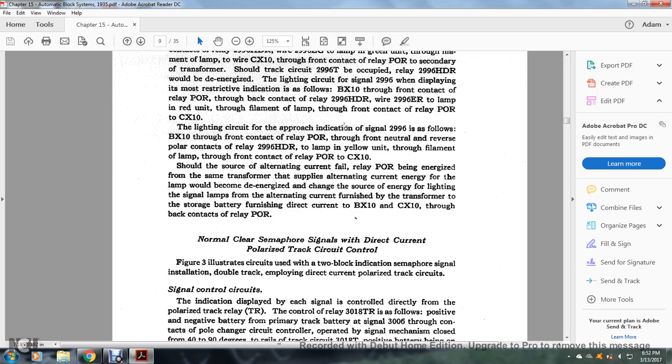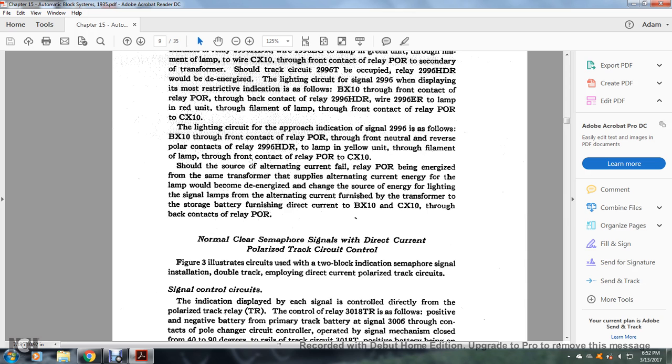The light circuit of the approaching indication of the signal 2996 is followed with the BX10 through the front contact with the relay of the POR through the front normal reverse polar contact with the relay 2996 HGR of the lamp, the L light, through the filament lamp with the front contact with the relay POR or polarized contact relay with the CX10.